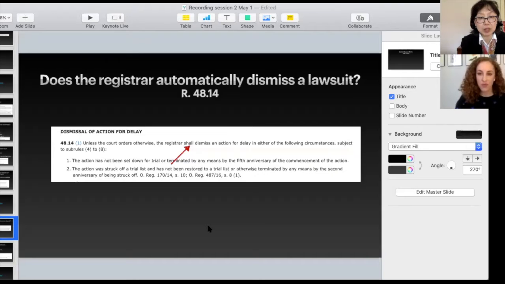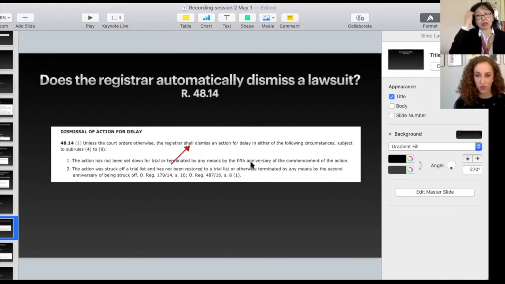I know that, for example, Rule 48.14 has something called an administrative dismissal for delay, which is if a lawsuit has been sitting around and nobody's really doing anything with it, it's not active, the court seems to have the power to just throw it out. If I read a little bit of the rule, it says, unless the court orders otherwise, the registrar shall dismiss an action for delay in a couple of circumstances. One circumstance is if it has not been set down for trial or terminated by any means by the 5th anniversary since the commencement of the action.